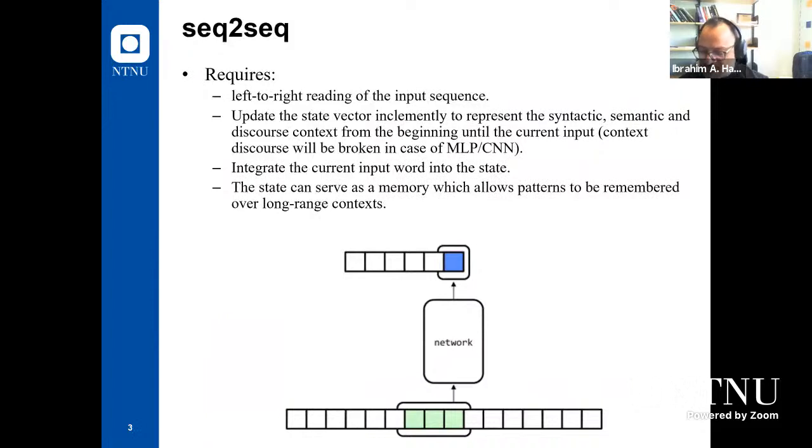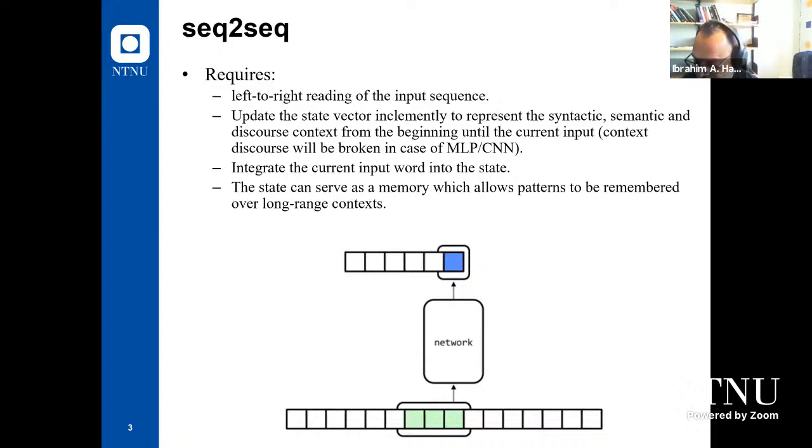In the case of sequence to sequence or sequence to one or whatever, we can use left to right reading of the input sequence. We have a sequence, so we need to read it from left to right as you are reading English. If you have a different language, you can change this. For example, if you are dealing with another language, it could be top to bottom, maybe right to left. So it's according to the problem, but in the general case, it's left to right reading of the input sequence.